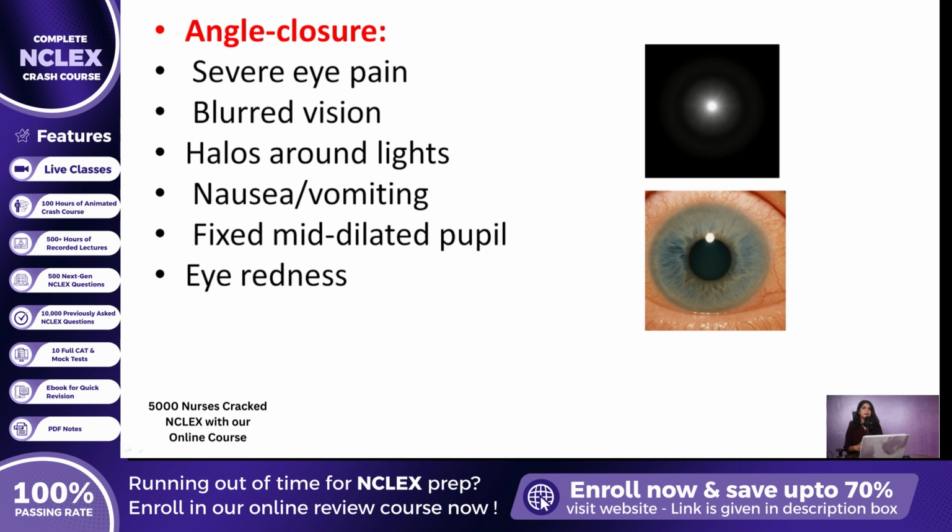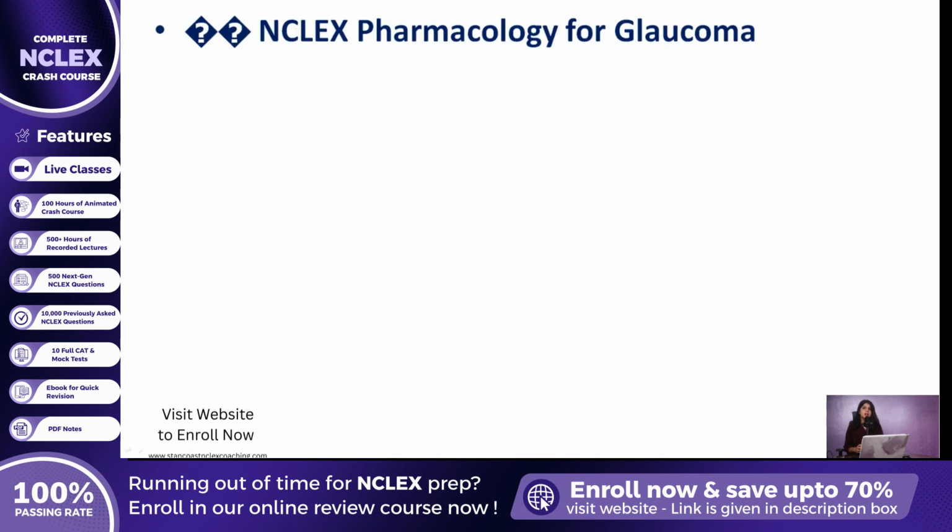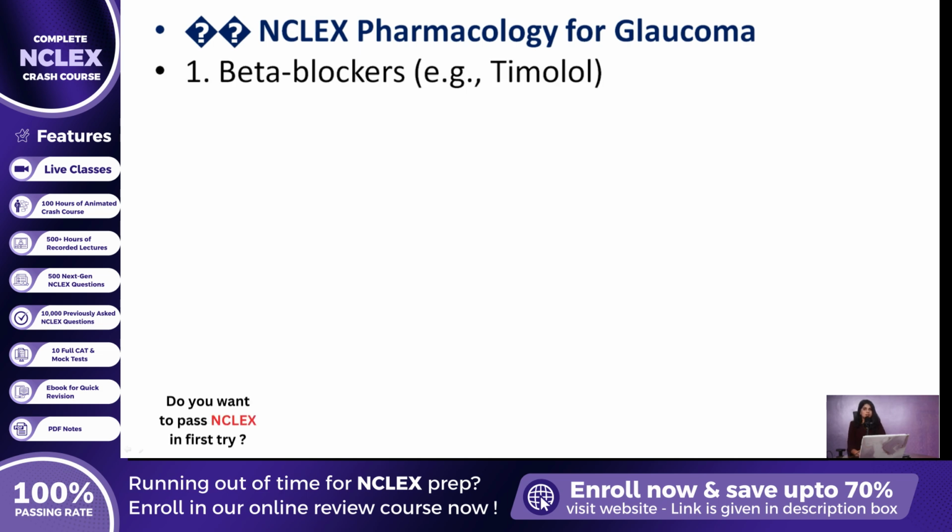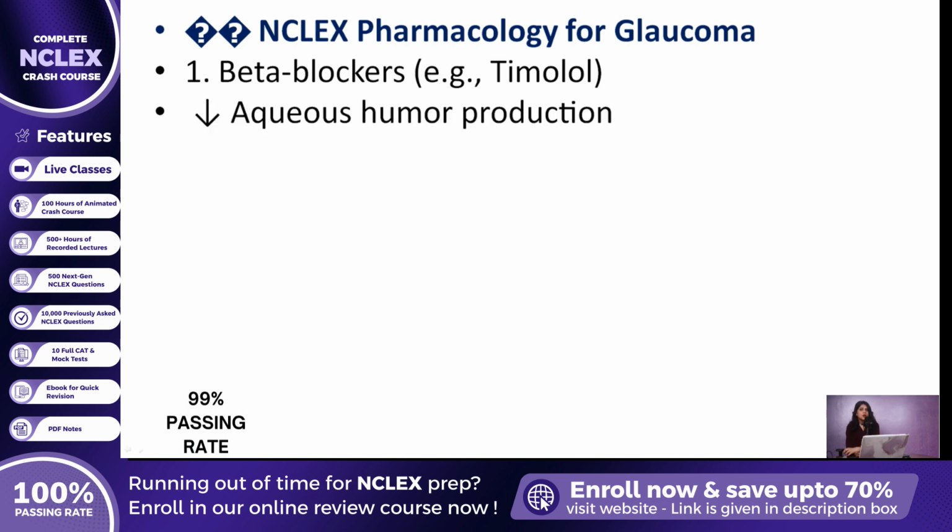Let's move on to a very important part of your NCLEX prep, pharmacology for glaucoma. Let's begin with one of the most commonly tested classes, beta blockers. An example you'll definitely come across is timolol. So, how do beta blockers help in glaucoma? Well, they work by reducing the production of aqueous humor, and this directly helps in lowering intraocular pressure.